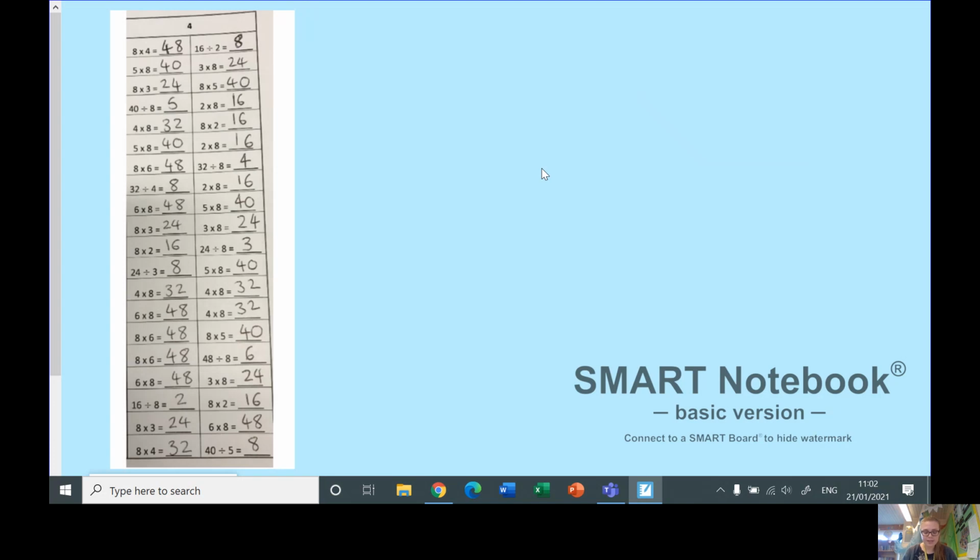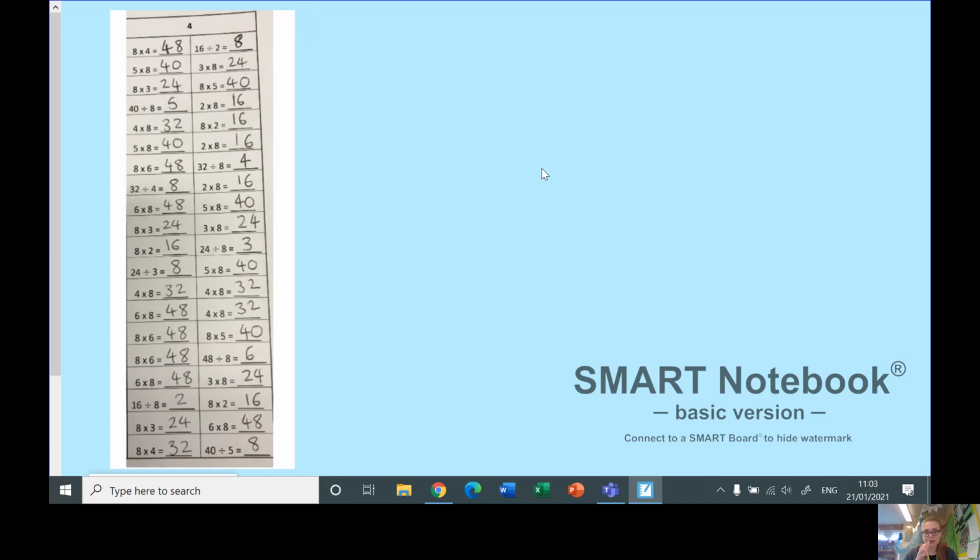32 divided by 4 is 8. 6 times 8 is 48. 8 times 3 is 24. 8 times 2 is 16. 24 divided by 3 is 8. 4 times 8 is 32. 6 times 8 is 48. 8 times 6 is 48. 8 times 6 is 48. 6 times 8 is 48. Lots of 48s there. 16 divided by 8 is 2. 8 times 3 is 24. And 8 times 4 is 32.